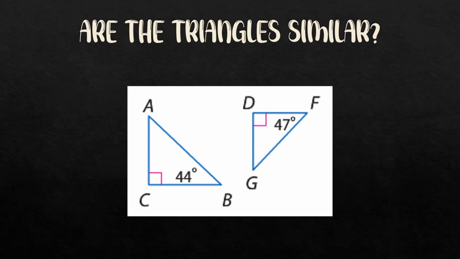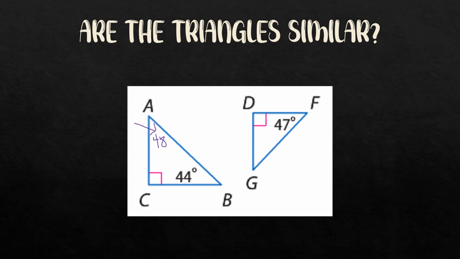Okay, on this one, are the triangles similar? We have no sides marked at all, but we do have angles. We have a right angle in both of them, and then we have 44 in one triangle and 47 in the other. So what I would suggest doing is in triangle ABC, find the missing angle A. You can do that by doing 180 minus 90, because there's a right angle in there, and then minus 44, and that's going to give you 48 degrees.